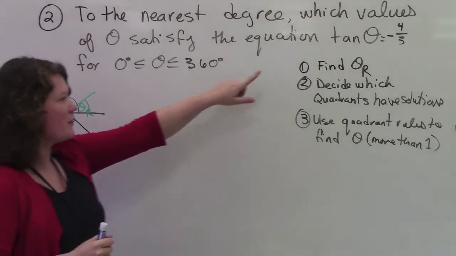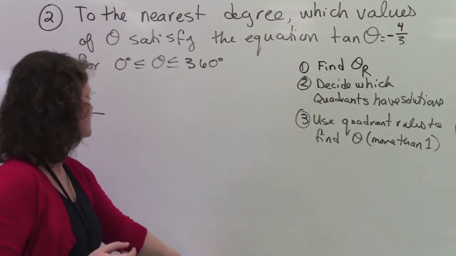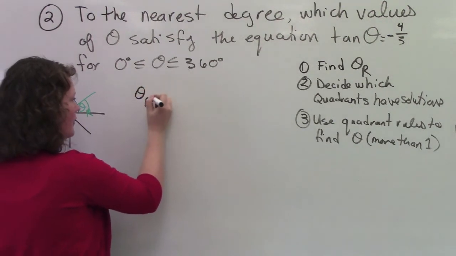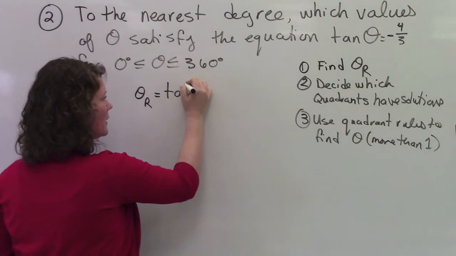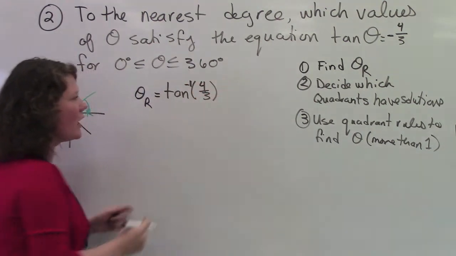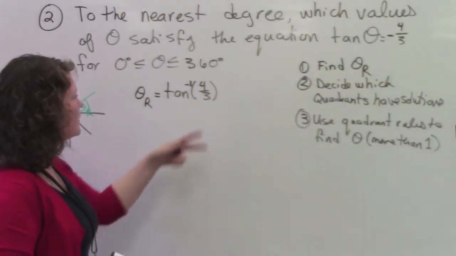So first things first, what we want to do is find the reference angle. The way that I would do that is I would say theta r equals the inverse tan of 4/3. So what I've done is I've taken away the negatives and just given it a positive value.